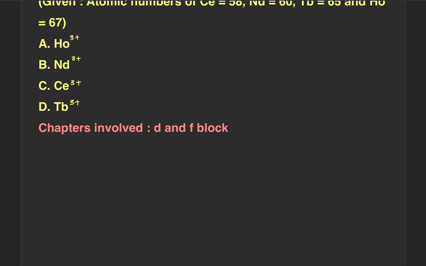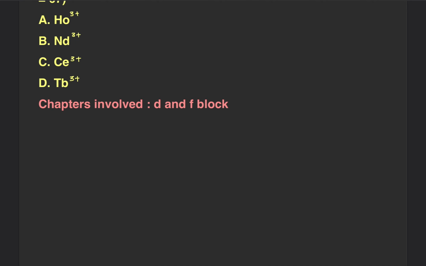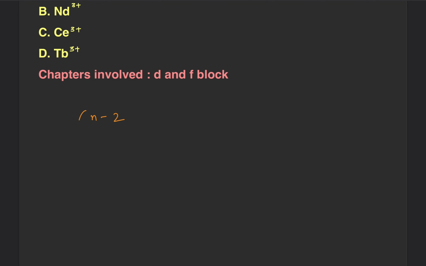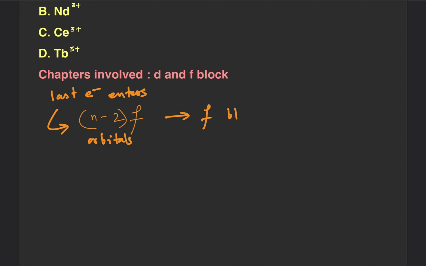So the elements in which the last electron enters the n-2f orbitals are known as F block elements. And F block elements are also called inner transition elements. Okay, important.